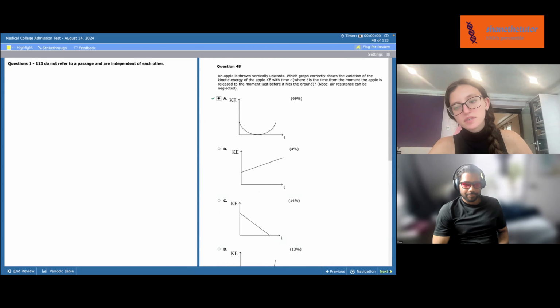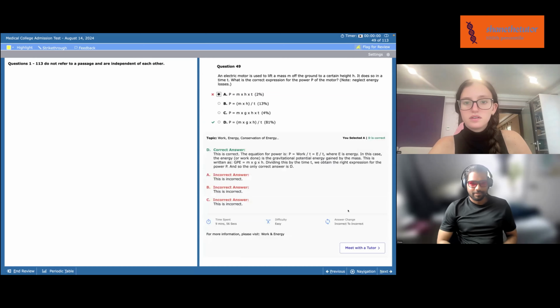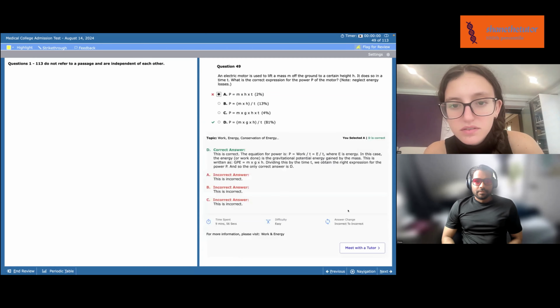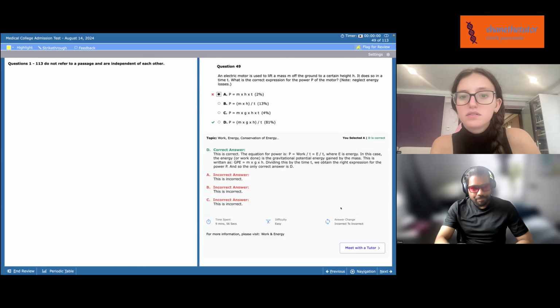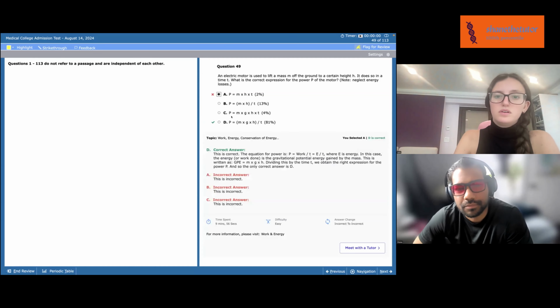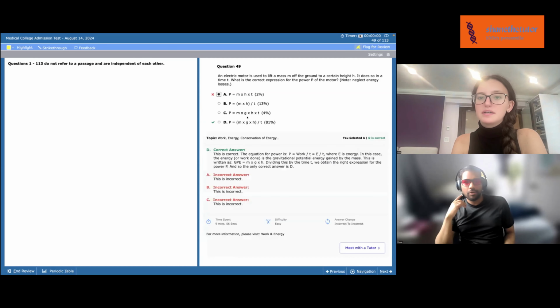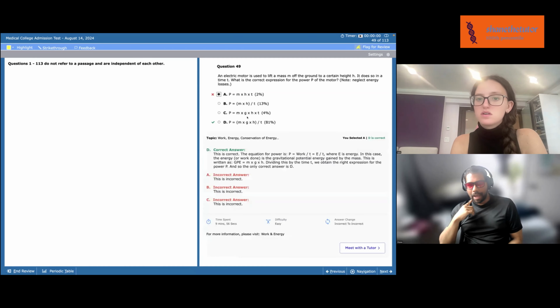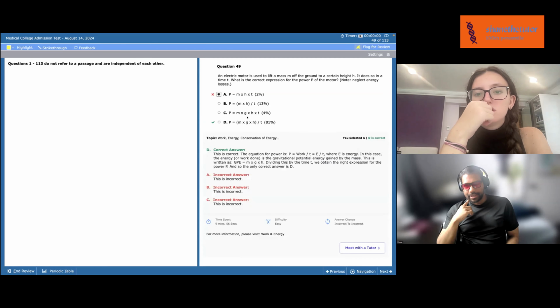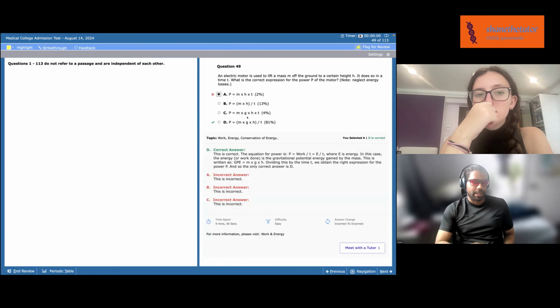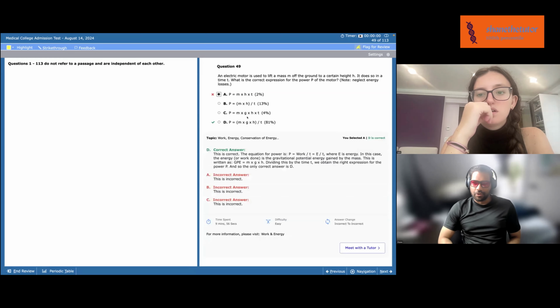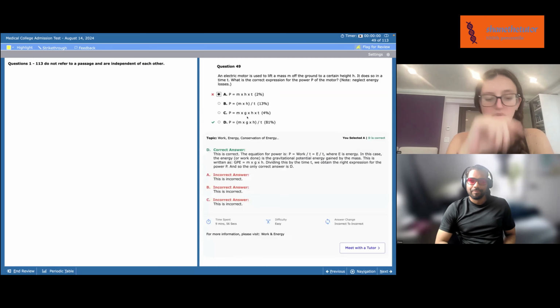Sounds good. This is the equation, right? mgh is gravitational potential energy. So now, power is just the rate at which energy is being used or given off. So it'll just be energy over time. P equals E over T.